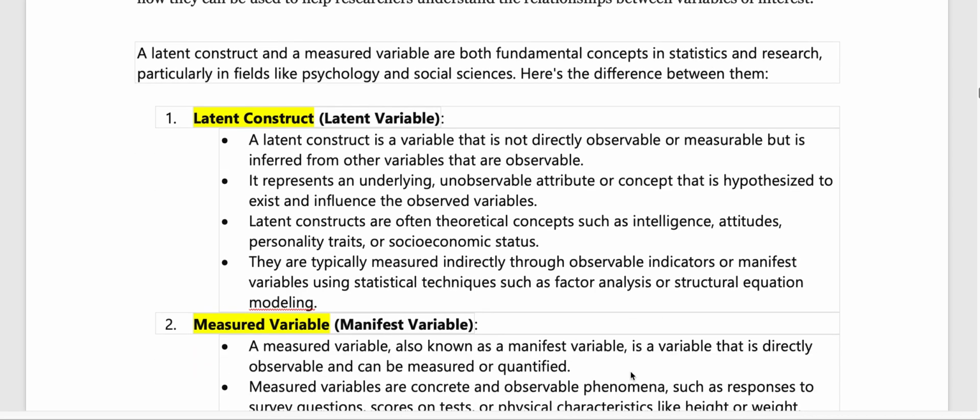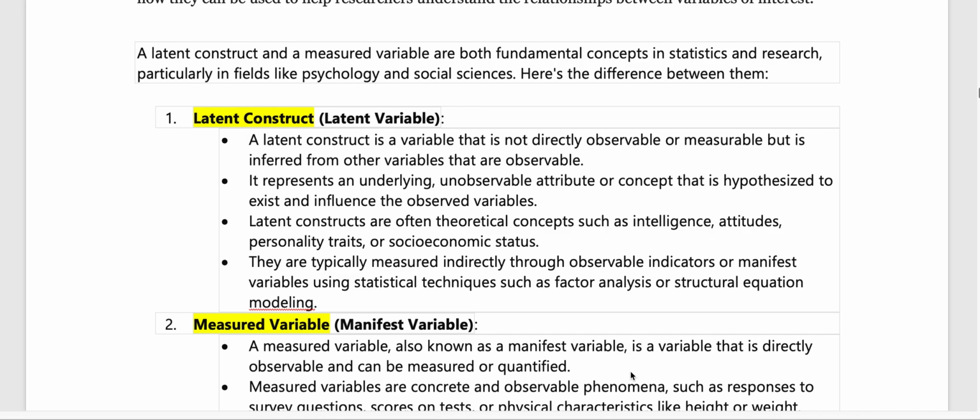A latent construct and a measured variable are both fundamental concepts in statistical research, particularly in the field of psychology and social science. Here is the difference between both of them. A latent construct, we call it the latent variable, and a measured variable, we call it the manifest variable.